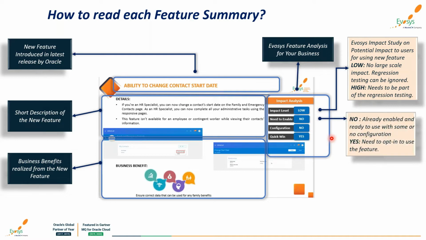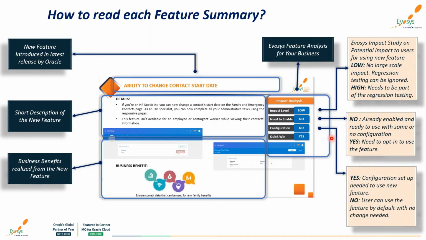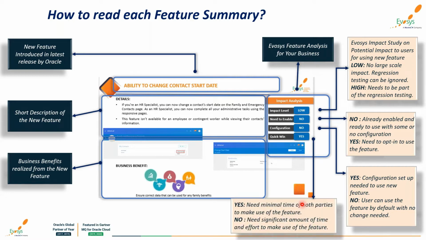Second one, we all are aware that there are some features which are by default auto-enabled by Oracle, and there are some which you need to opt for. The third one highlights the nature of each feature. There would be certain configurations which may be required, or some can be used without any changes. And the last one is a quick win. This term we use to simply convey what is ready to use by investing a minimum amount of time, and what requires a significant amount of time and effort to make use of the feature.